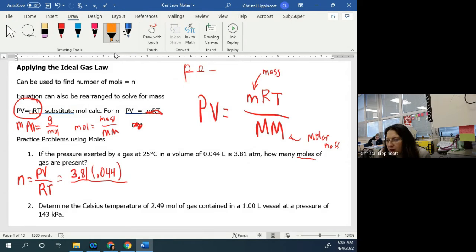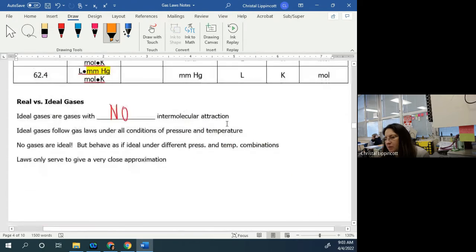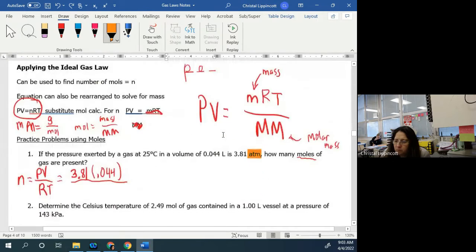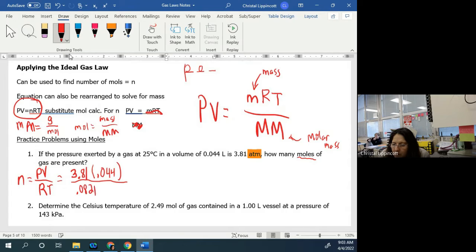When it comes to figuring out our R value, you need to find the units of pressure. So I found my pressure. That's in atm. I'm going to go back up to this chart and find where that pressure is in atm. And this is the value for that. So that's what I'm going to use for my R value. And then my temperature, I need to convert that into Kelvin. And then I just plug and shove.